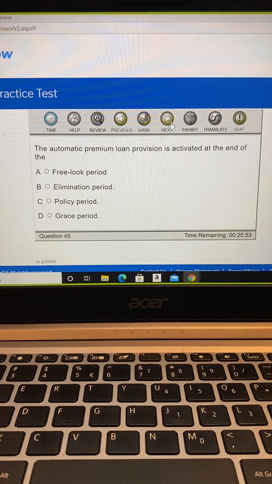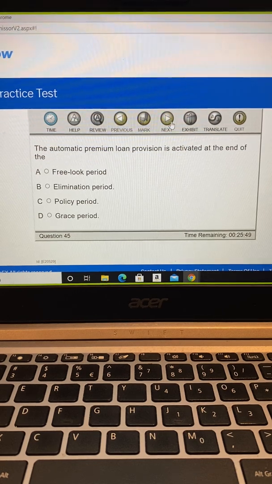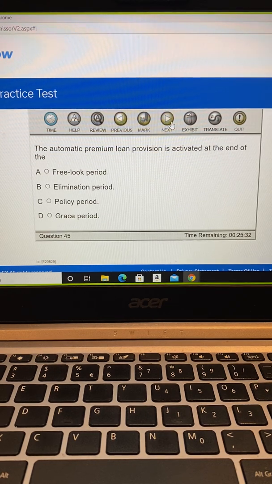The automatic premium loan provision is activated at the end of the... It had to be grace period. Or free look. Wouldn't it be the free look? It would be C or D, I believe, because it will pay the premium. The free look period is like after the application, so that can't be it. There ain't no such thing as an elimination period. I've never heard of policy period either. So you're between A and D. That's the only two real things you got. So it's D. Grace period.